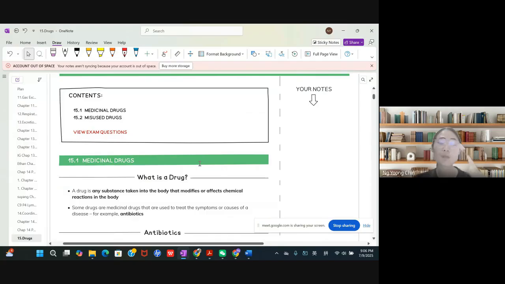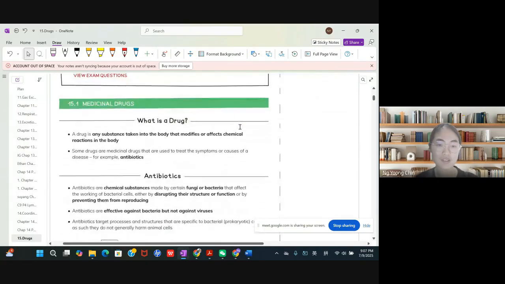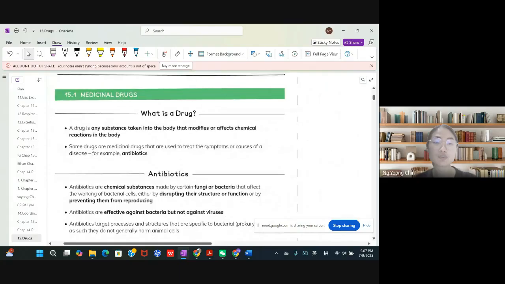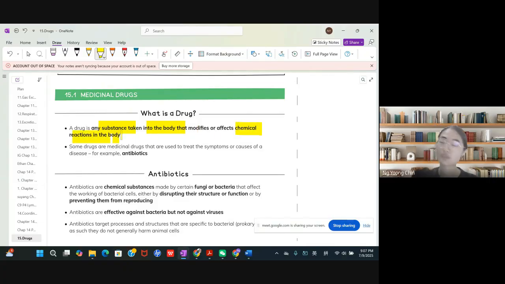Okay, so let's talk about the drug. What is a drug? A drug refers to any substance taken into our body that can modify or affect the chemical reactions of the body. The most common drug that we hear about, and eat a lot of, is the antibiotic.